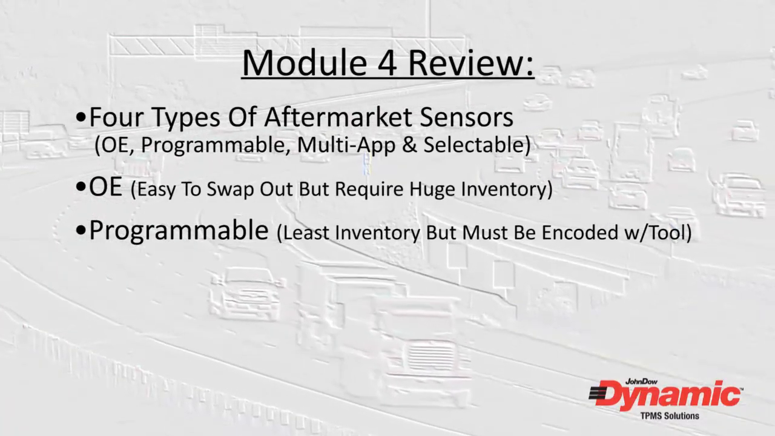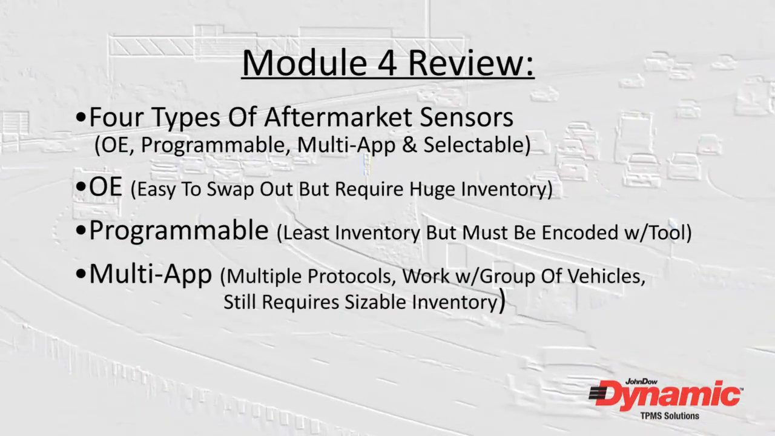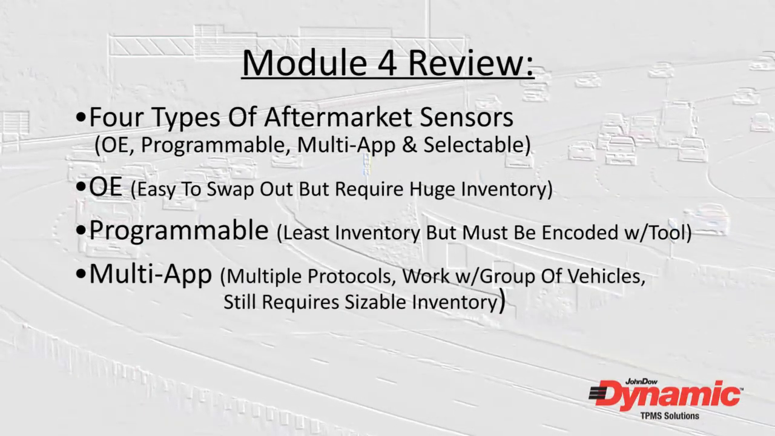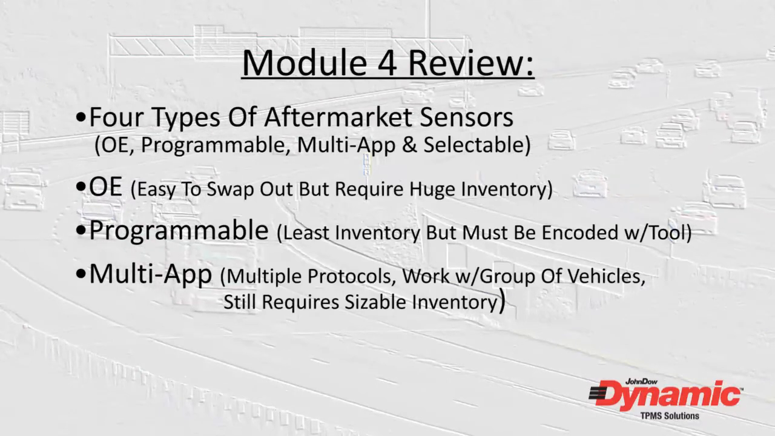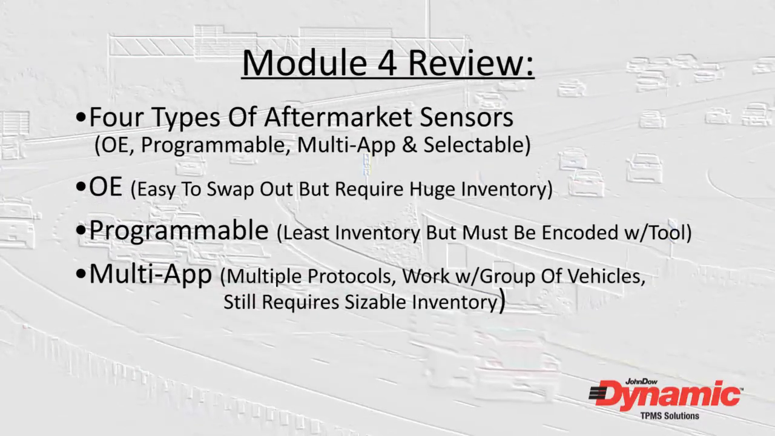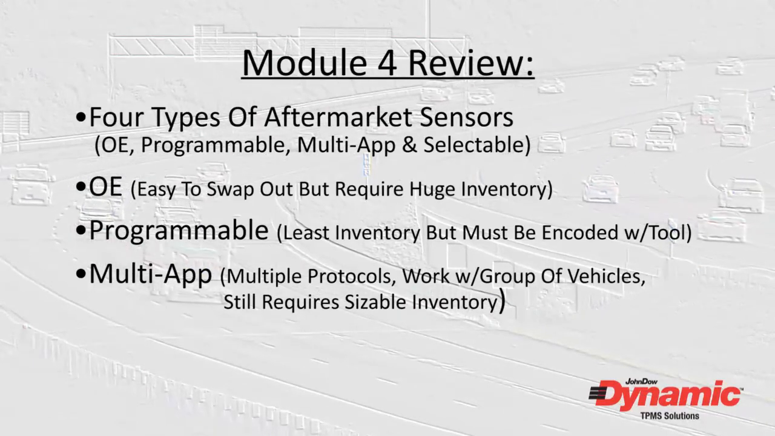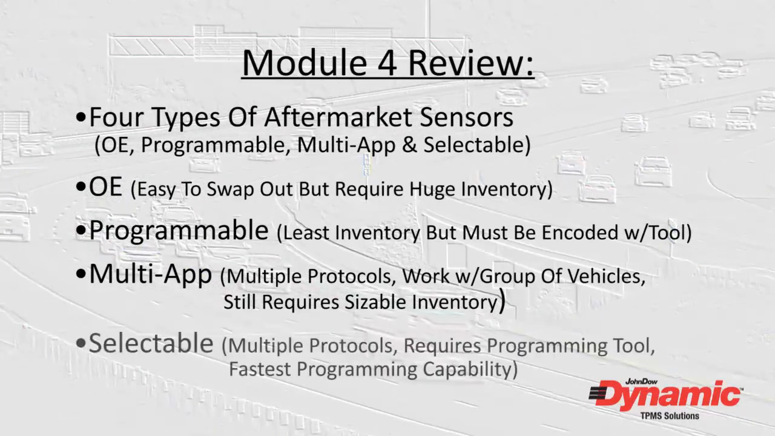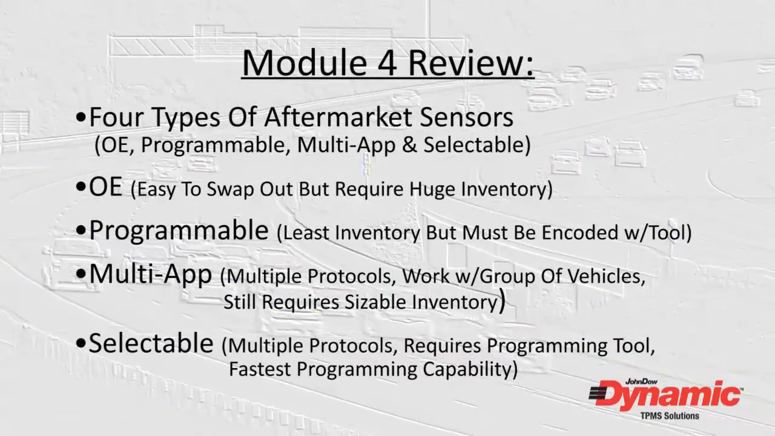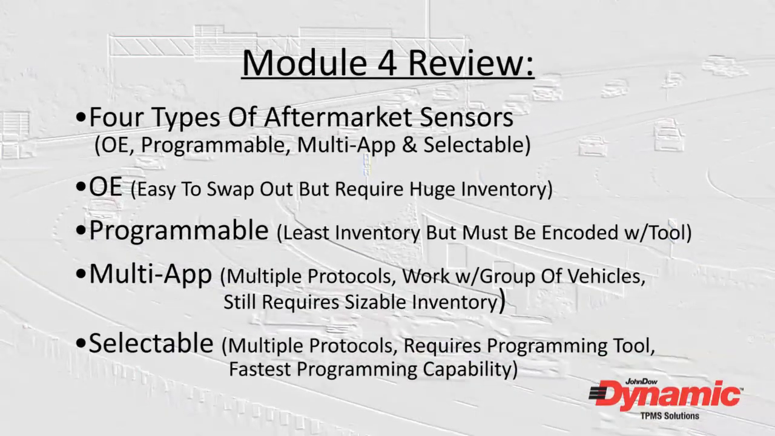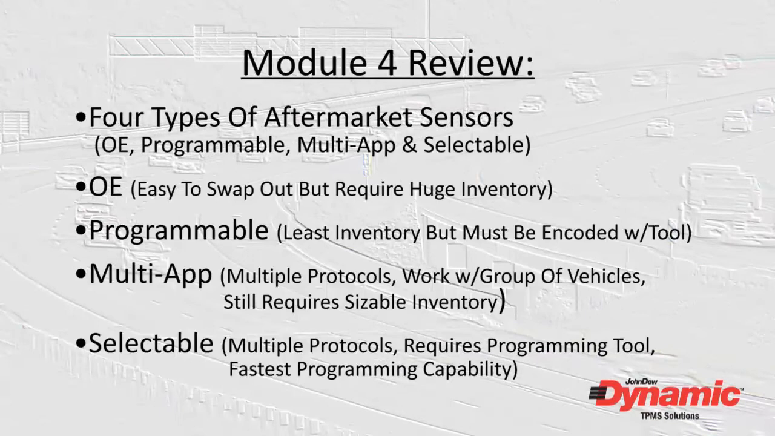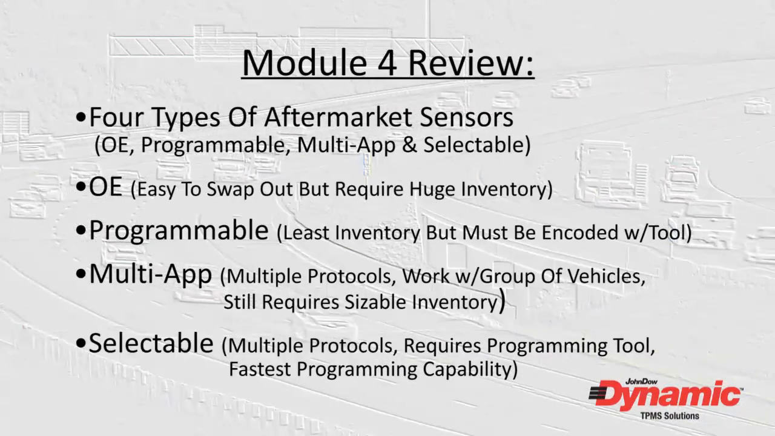The multi-application type comes with multiple protocols on the sensor that work with a select group of vehicles, but they still require a sizable amount of inventory for complete market coverage. And lastly, the selectable type, which also comes with multiple protocols on the sensor, requires a programming tool, and has the fastest programming capability.